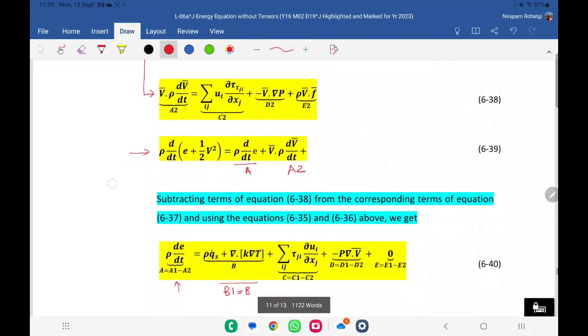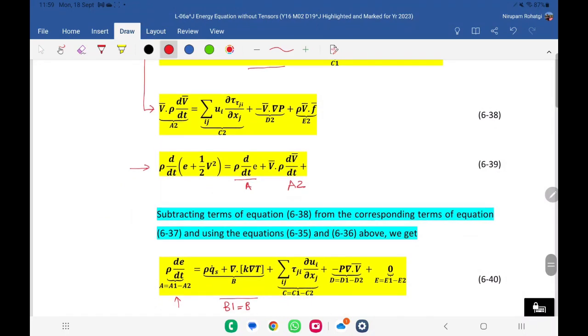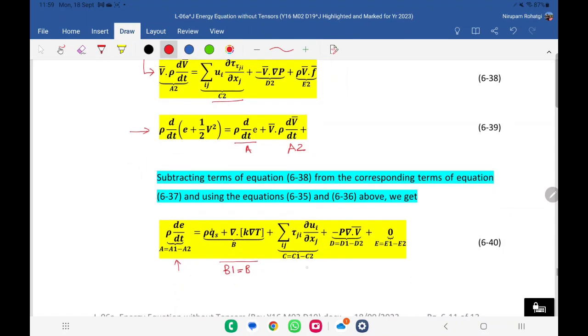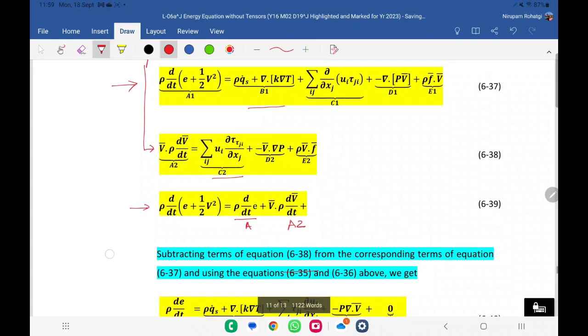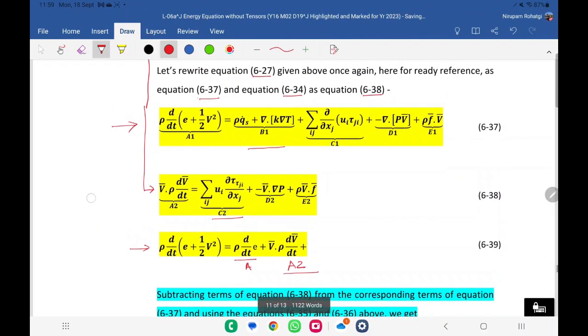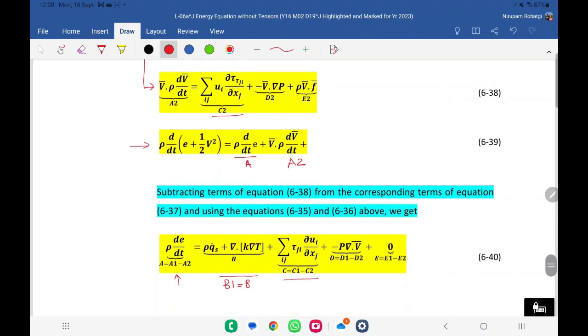Now C1 and C2, this is your C2 here, right? You are subtracting C2 from C1, you get this. Okay, this is the momentum equation and this is the energy equation. So energy equation का जो term C1 है, उसमें से मोमेंटम इक्वेशन का टर्म C2 हम सब्ट्रैक्ट कर देंगे. इसमें दो टर्म्स हैं. Okay, so once you do it, you get C1 minus C2.